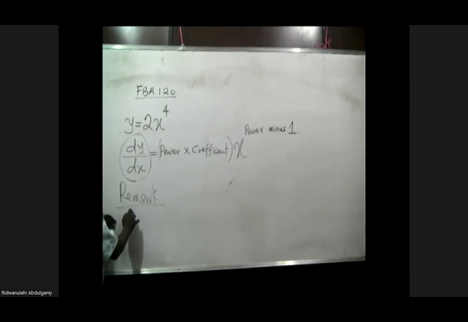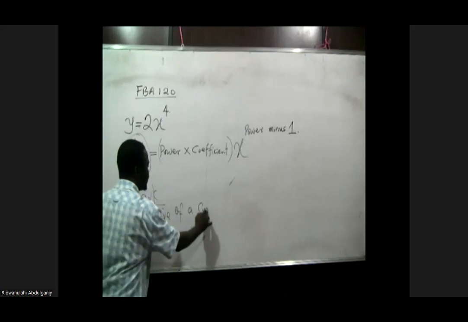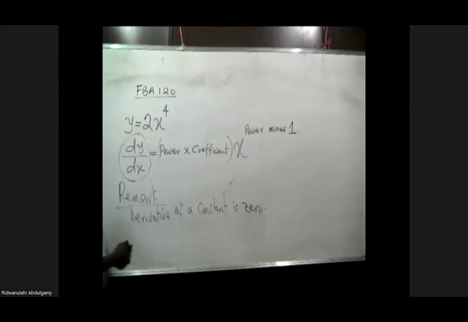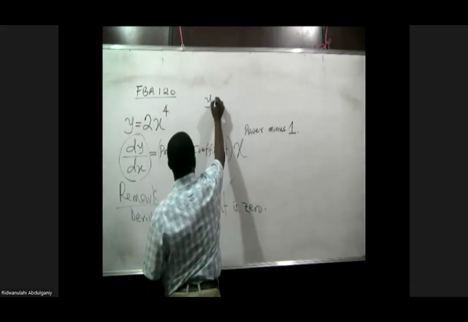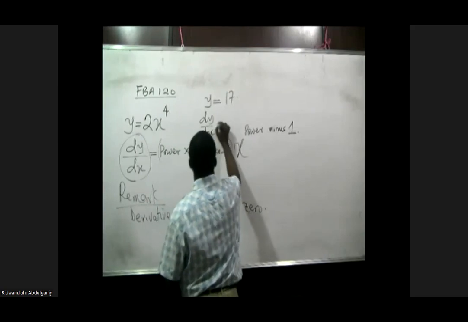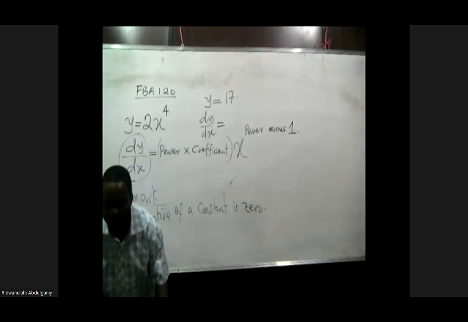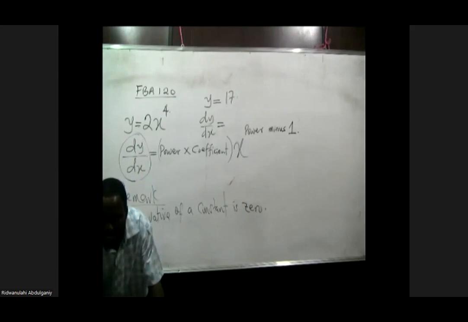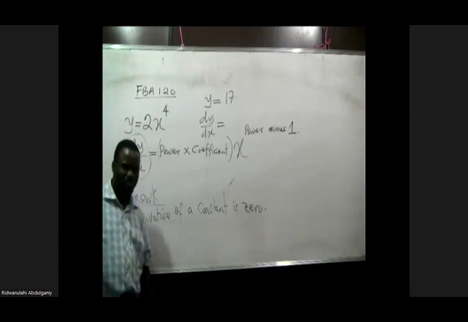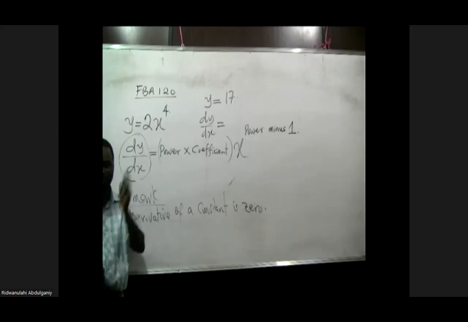So remark that the derivative of a constant is 0. Full stop. Derivative of a constant is 0. What do I mean? If I have y equals 17, what is dy/dx? The answer is 0. Once it's a constant term, differentiate it, the answer is 0. You don't have to stress yourself at all.